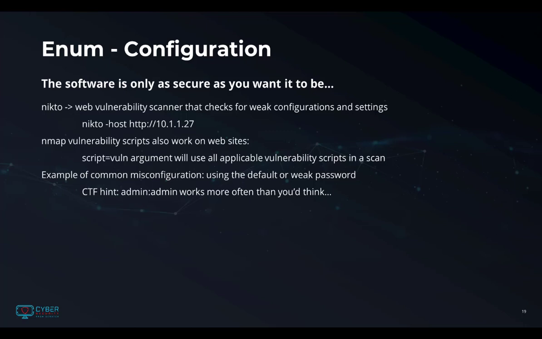Now with all that other information identified about the website, let's look at how it's configured. Because after all, your software is only as secure as you configure it to be. Nikto is a great tool for identifying configuration weaknesses. However, Nmap is also valuable, as the script=vuln argument will apply any applicable vulnerability scripts. And oftentimes you'll pick up things like default or weak passwords or stuff like that.